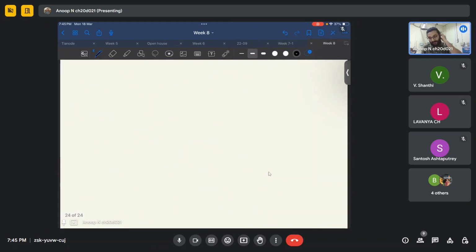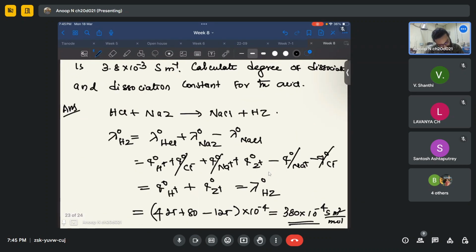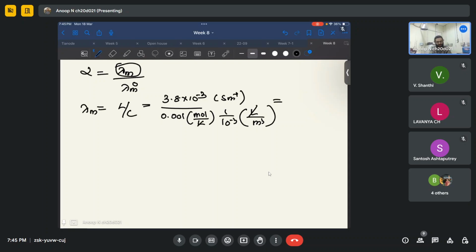Then again similar to last question. So we have to calculate. How will you calculate alpha? Alpha is nothing but molar conductivity divided by molar conductivity at infinite dilution. So we have to find out again lambda. So lambda m is equal to L by C, which is nothing but what is the value of L given? Okay, 3.8 into 10 raised to minus 3 Siemens meter raised to minus 1 divided by 0.001 mole per liter. Again, we can multiply it by 1 by 10 raised to minus 3, liter per meter cube. So which is, what will be the answer? Let's simplify. It is directly 3.8 into 10 raised to minus 3 Siemens meter square per mole.